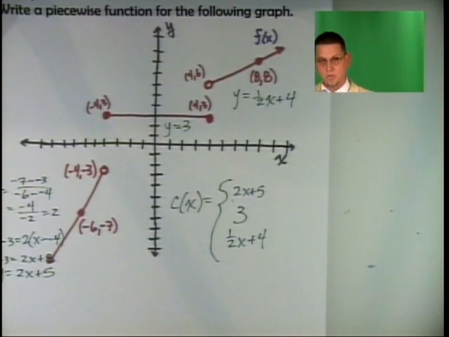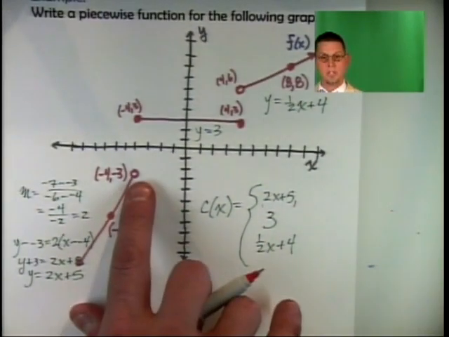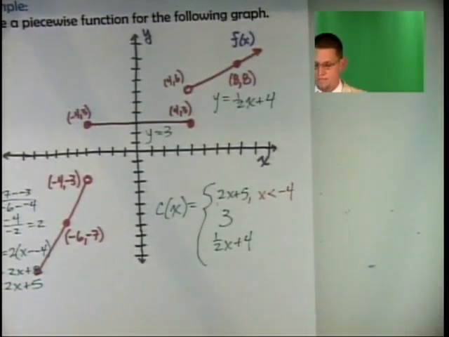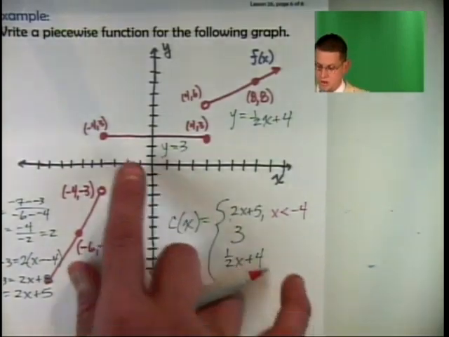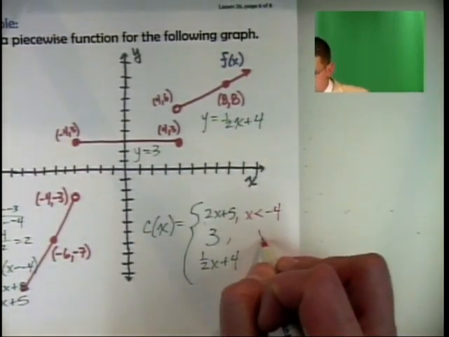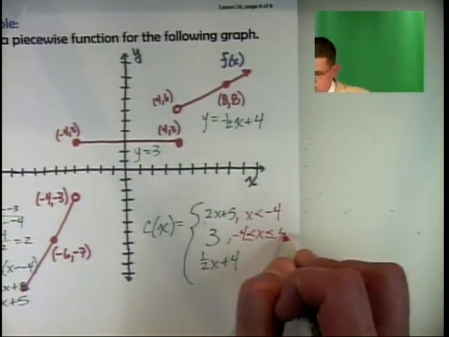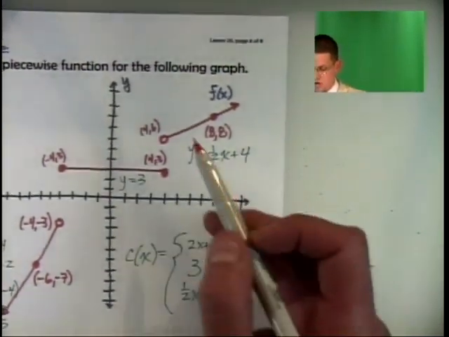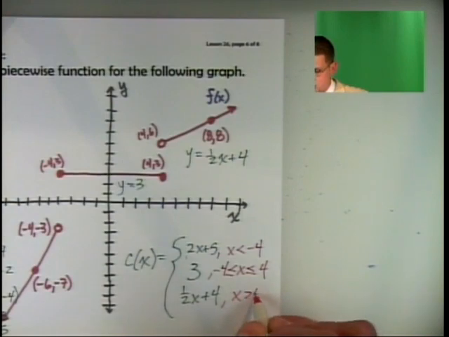Now, I have to decide where I'm going to use these functions. I can't use them over their entire domain because we'll have overlapping intervals. So comma, the first one I use strictly to the left of -4 because it's an open circle. So I say x less than -4. The next one, notice it's solid dot, solid dot, so it's going to be in between -4 and 4. We do that by putting x in the middle, with less than or equal to on both sides, -4 to 4. And then finally the last piece, 1/2 x plus 4, is going to be strictly to the right of 4 because it's an open circle. So I'll put x is greater than 4.